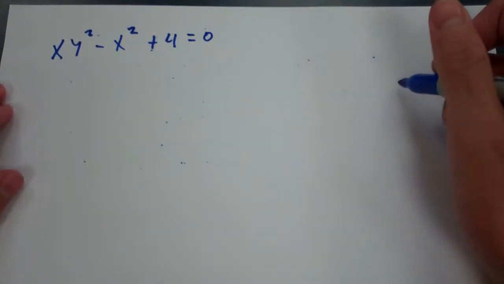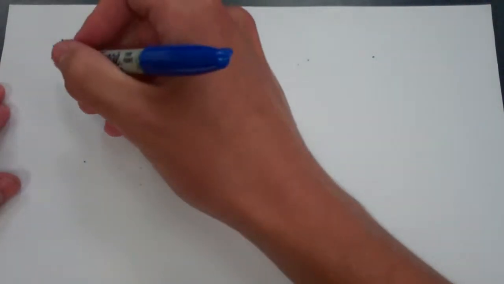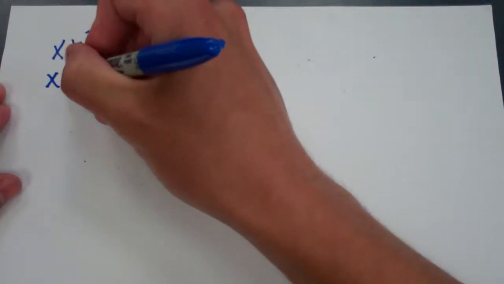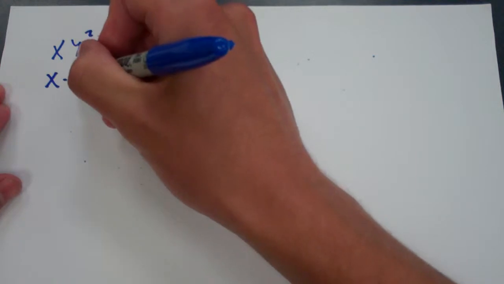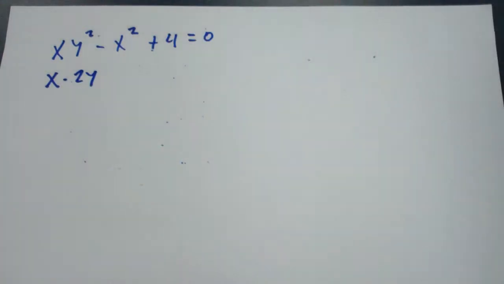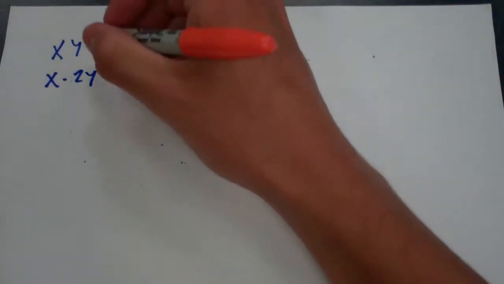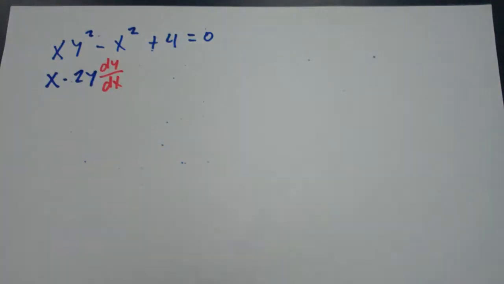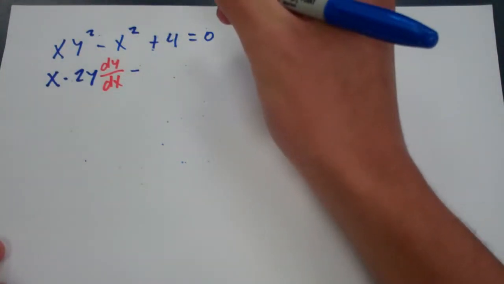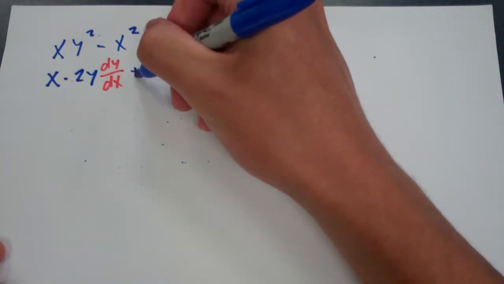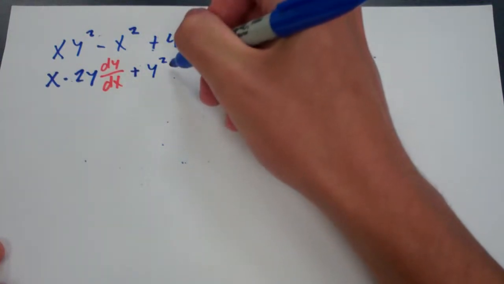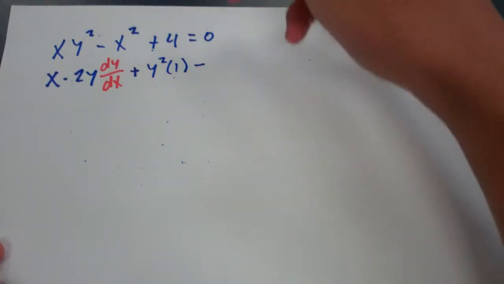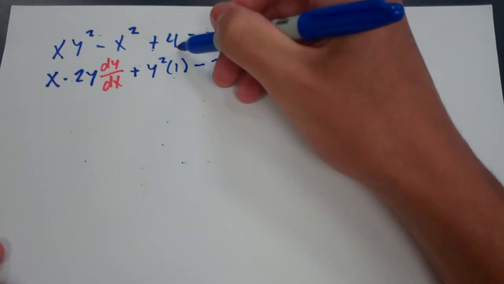Okay, now if I take the derivative of this with respect to x, what I'm going to do here is I'm going to use the product rule. x times the derivative of this term, which is 2y, but remember we're taking the derivative with respect to x, so dy dx. Plus, we're doing the product rule, aren't we? Plus y squared times the derivative of x, which is just 1, minus the derivative of x squared, which is just 2x, and the derivative of a constant, which is 0.